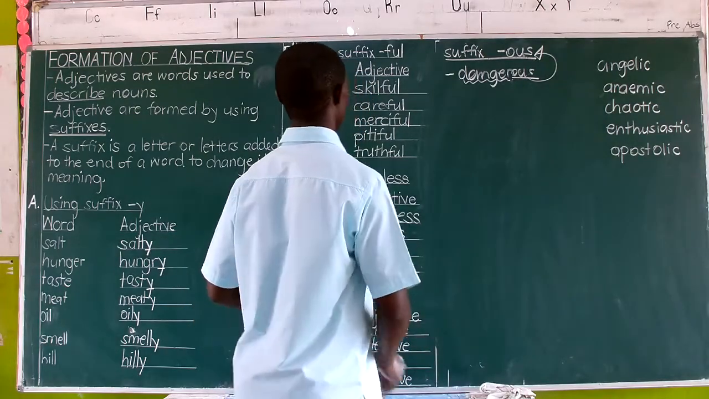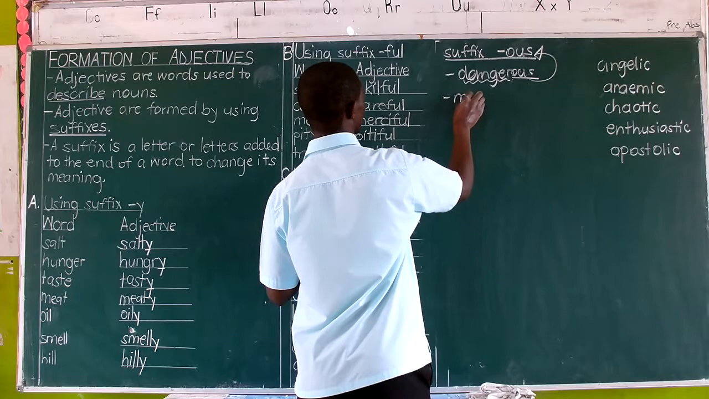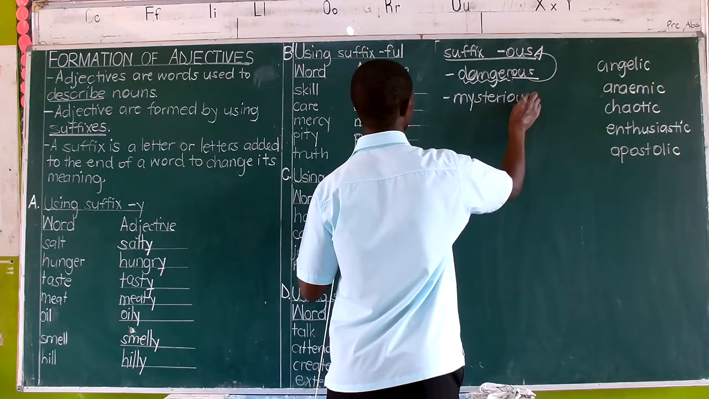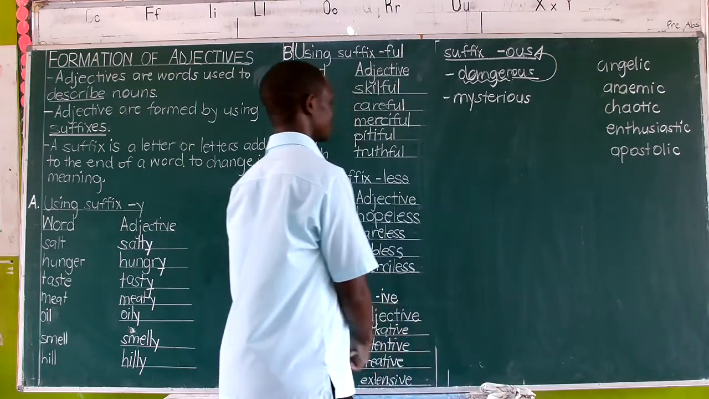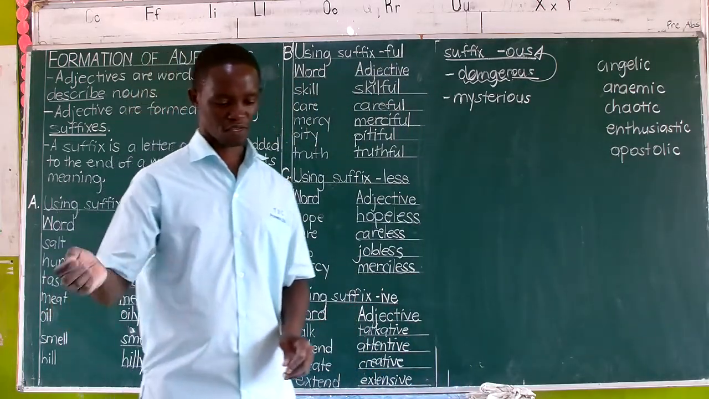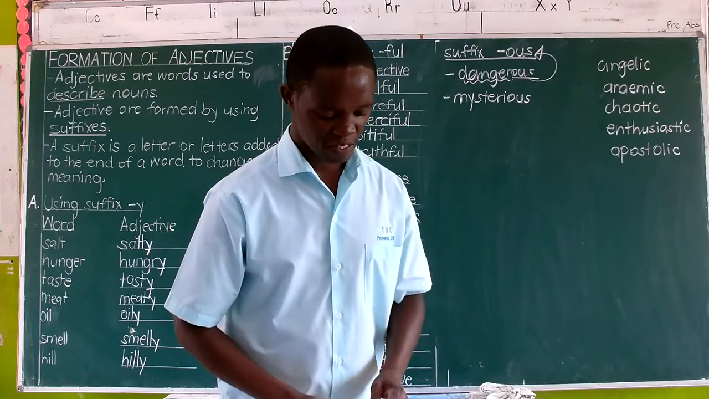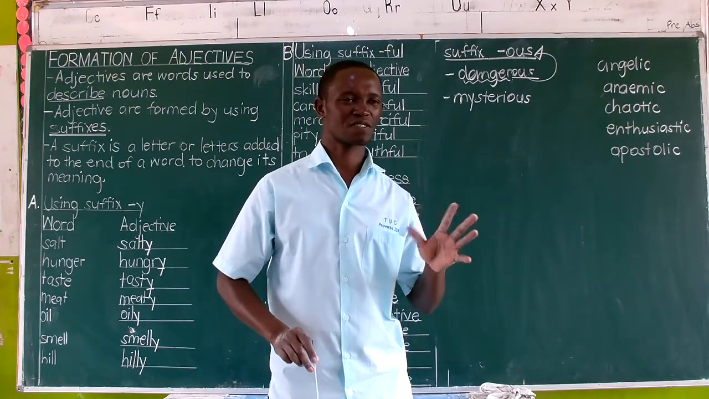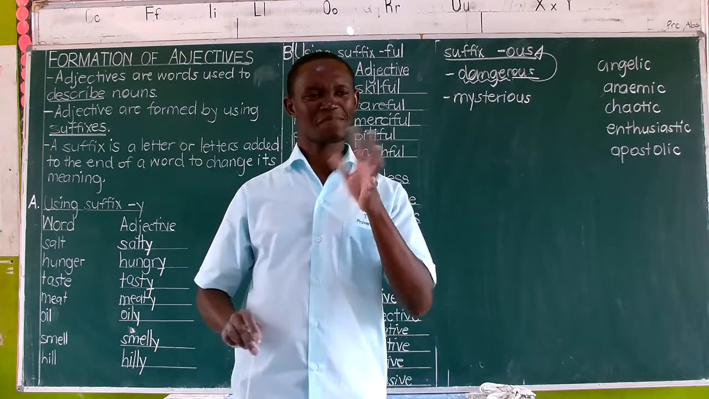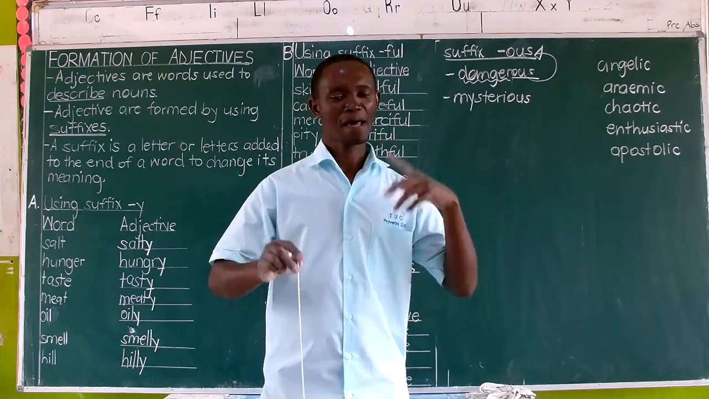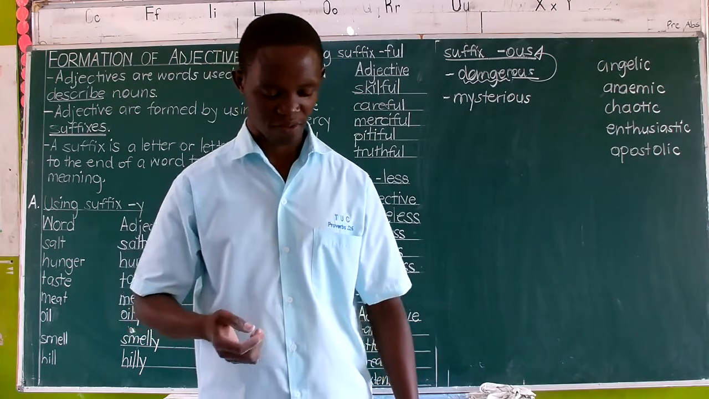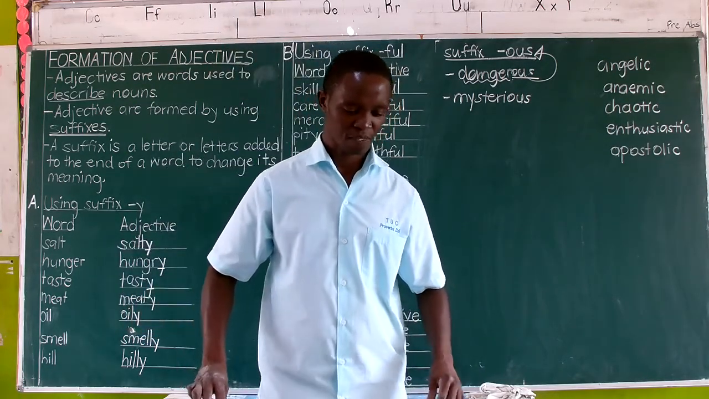Next is mystery, which changes to mysterious. Mysterious things are not easy to explain. In other words, they are difficult to explain. If they say, he disappeared mysteriously, he disappeared in a mysterious manner. In a manner you cannot describe, or in a way you cannot describe. That is the meaning of mysterious.